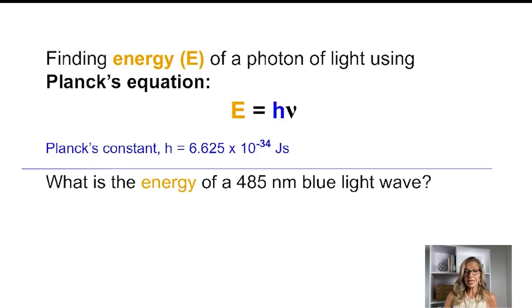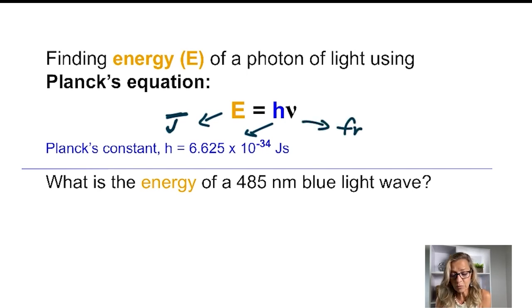Now we can actually calculate the energy of one of these little particles of light, and this is Planck's equation. E, energy, is in joules. That's our energy unit, J for joules. And then h is the Planck's constant, which will be given to you. And then this is our frequency. Nu is frequency, and that would be in hertz.